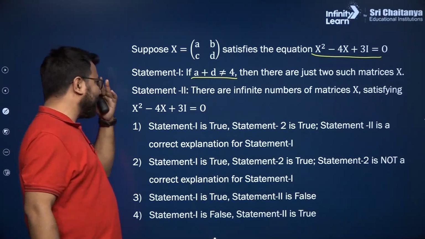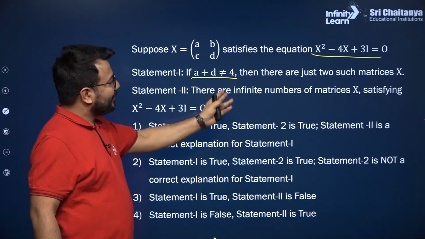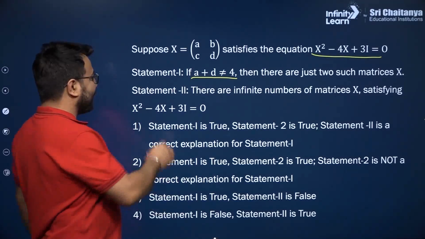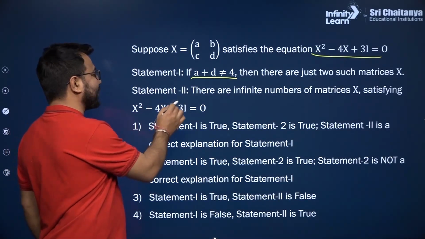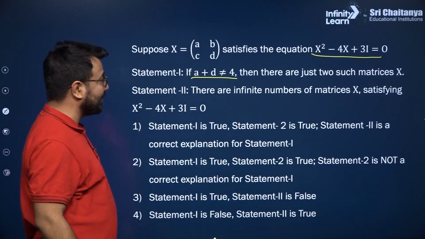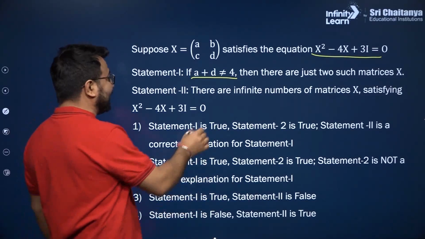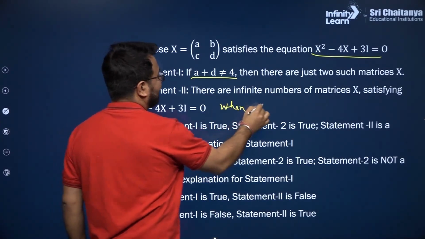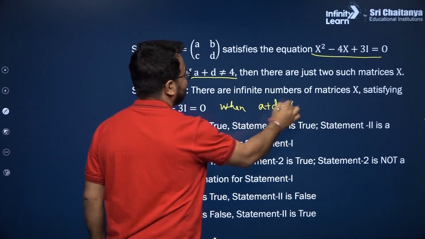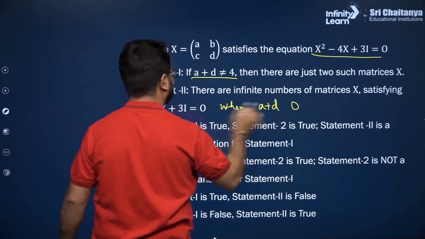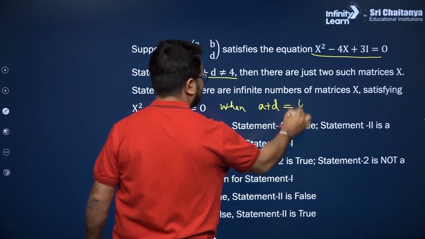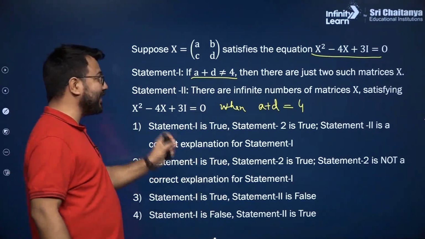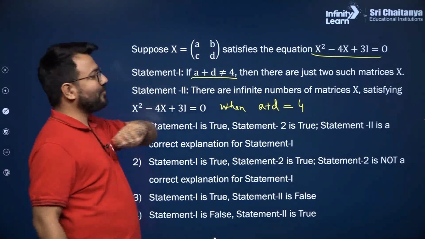The second statement: there are infinite matrices X satisfying x square minus 4x plus 3i equals 0, and the condition is when a plus d is equal to 4. When the sum of a plus d is equal to 4, then we can have infinitely many matrices X.